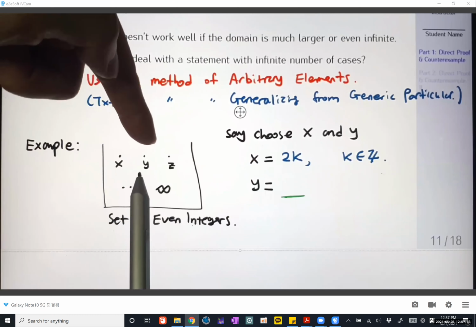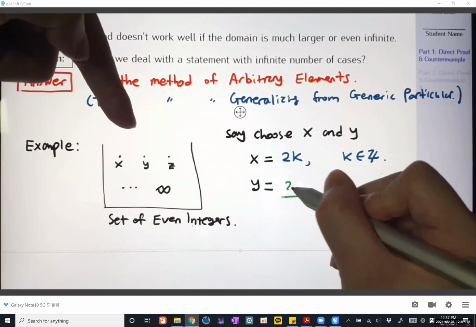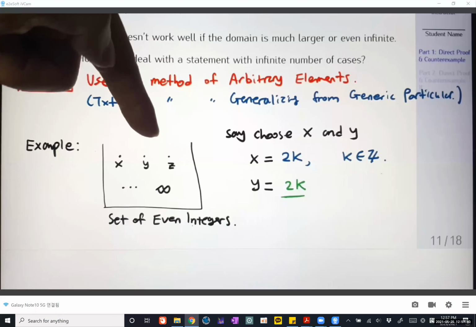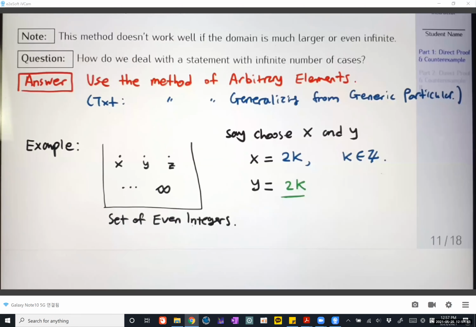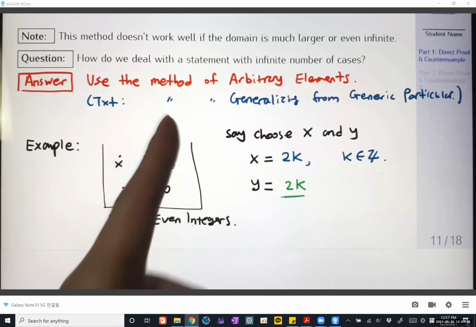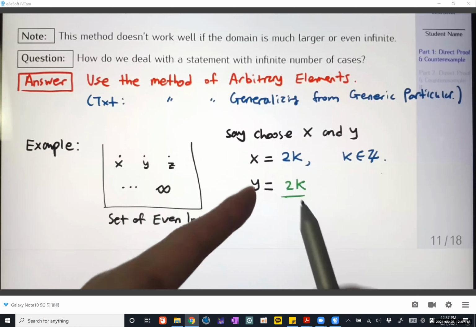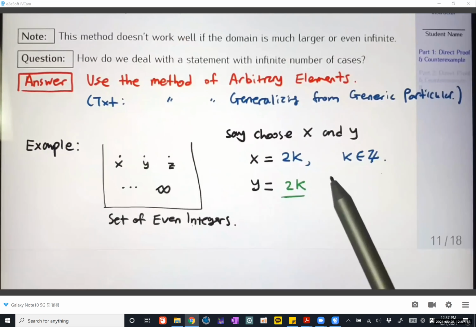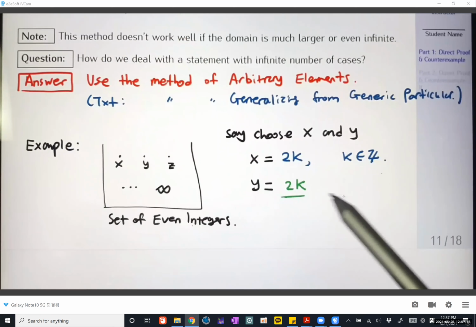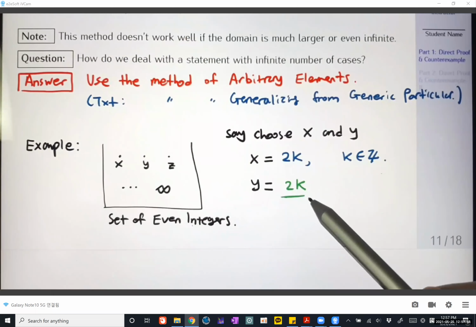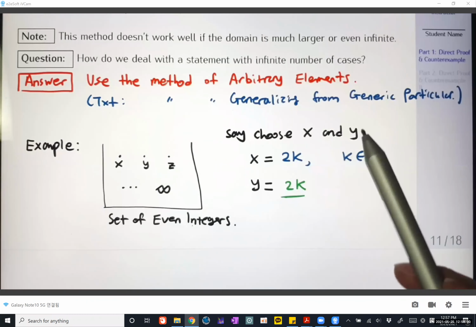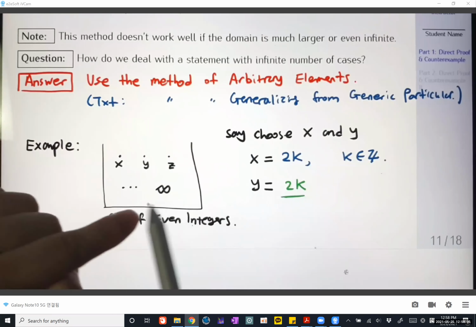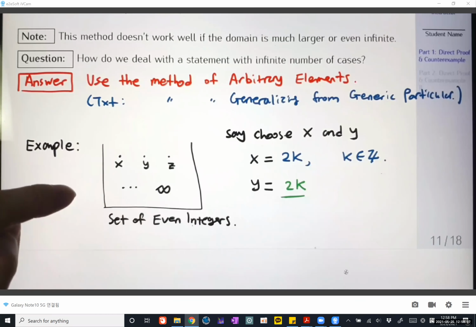Daria, did you mean this, Daria? Y equal to 2K? Okay, very, very good. 99% correct. 99% correct means 1% wrong. Does anyone have an idea what's wrong with this so far? Okay, yeah. This is a collection of even integers.